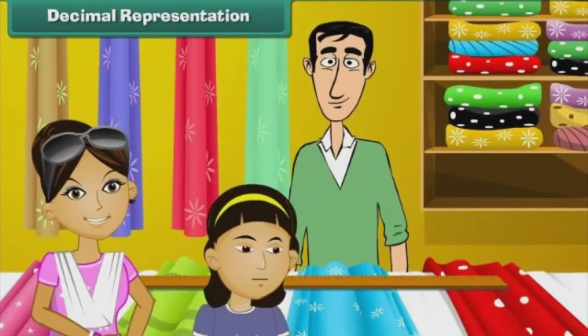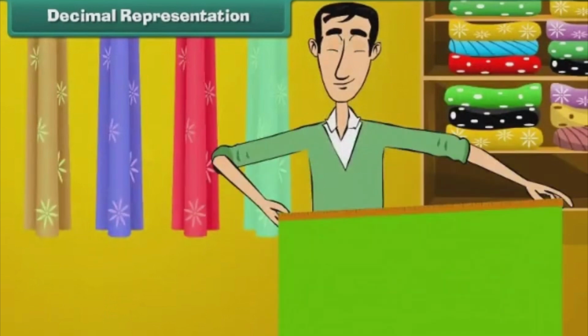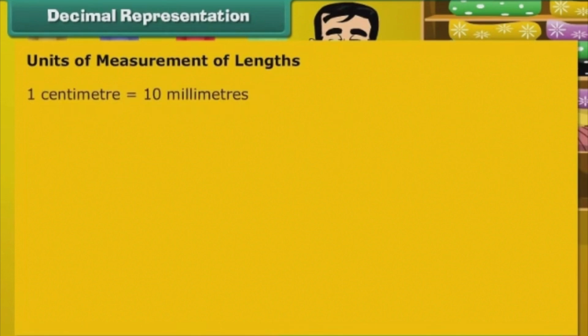Bela accompanies her mother to a sari shop. She asks the shopkeeper the actual length of a sari. The shopkeeper measures it in front of her as 550 centimeters. Bela wants to know if 550 centimeters can be expressed as meters. To answer Bela's question, let us understand the relationship between the different measures of length. 1 centimeter is equal to 10 millimeters. Therefore, 1 millimeter is equal to 1 by 10 centimeter, that is equal to 0.1 centimeter.